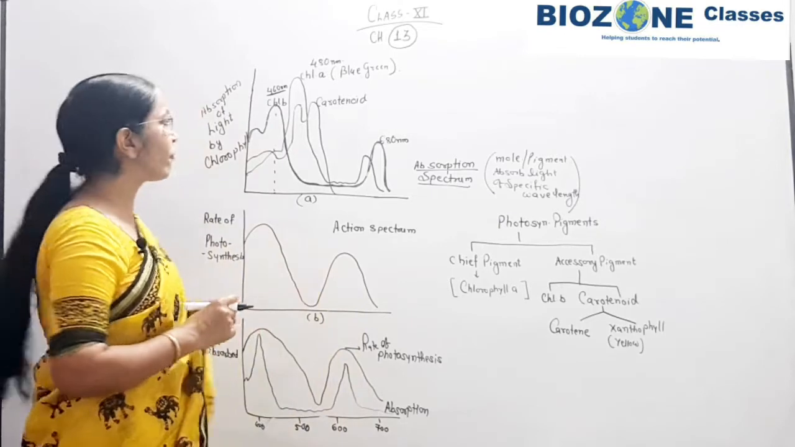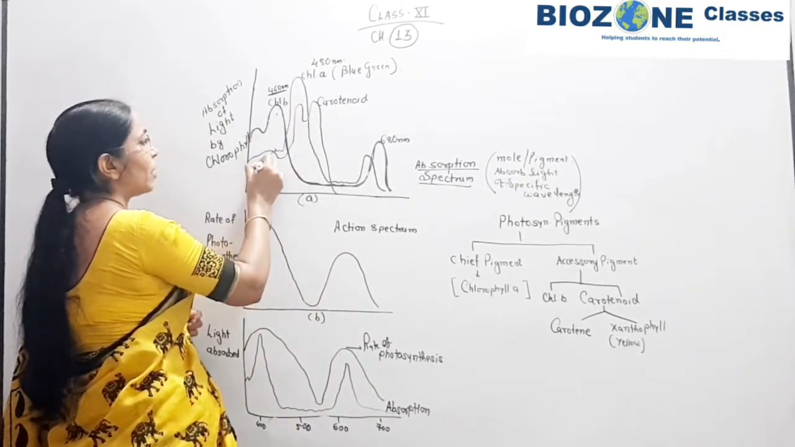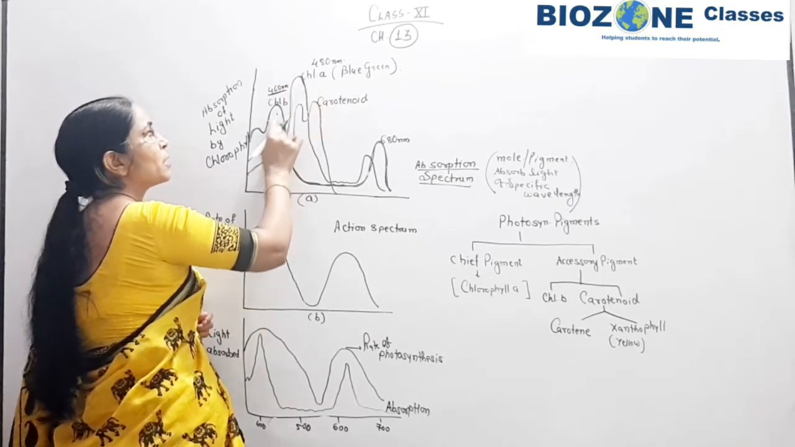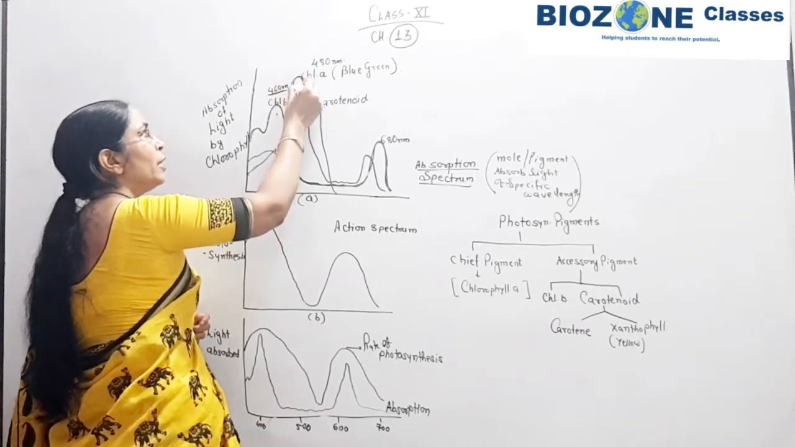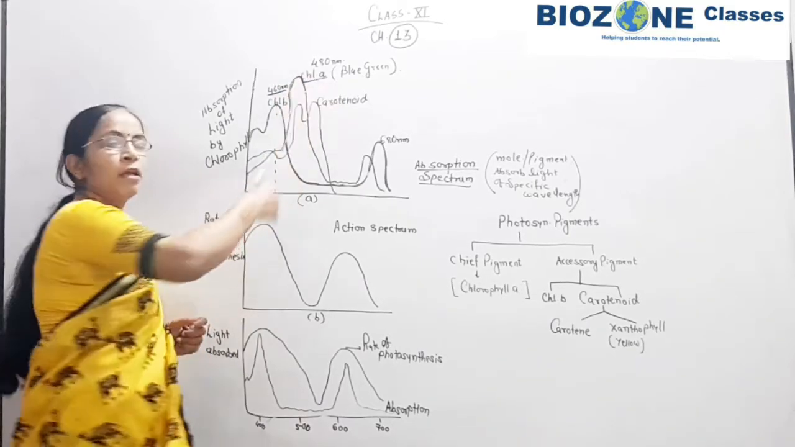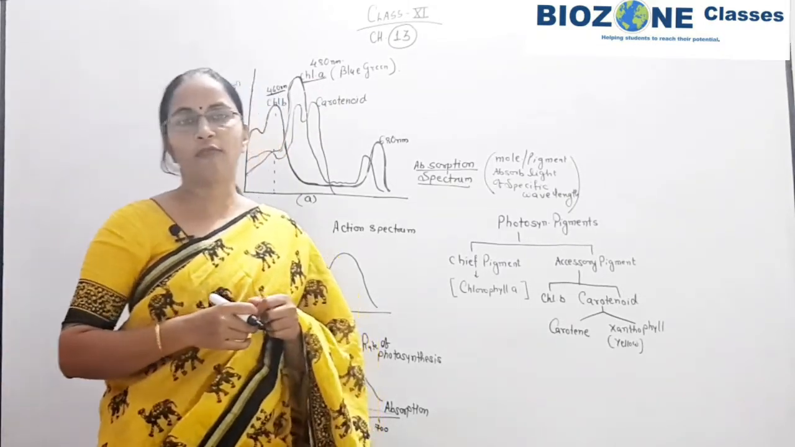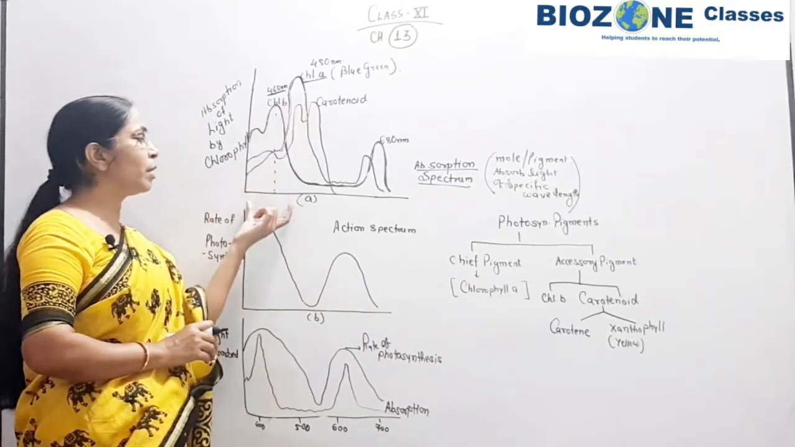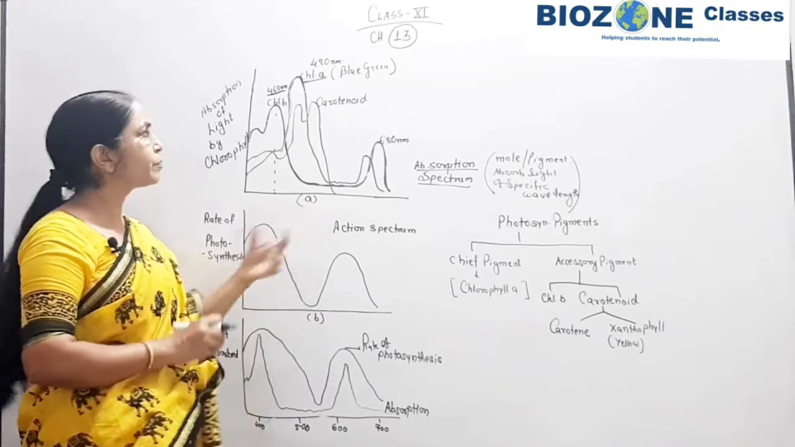In the second graph, the largest or highest peak appears. With this you remember the maximum absorption of sunlight is by chlorophyll A. Chlorophyll A absorbs the maximum light of 480 nanometer, so the maximum peak appears between the 400 and 500 range of the wavelength.